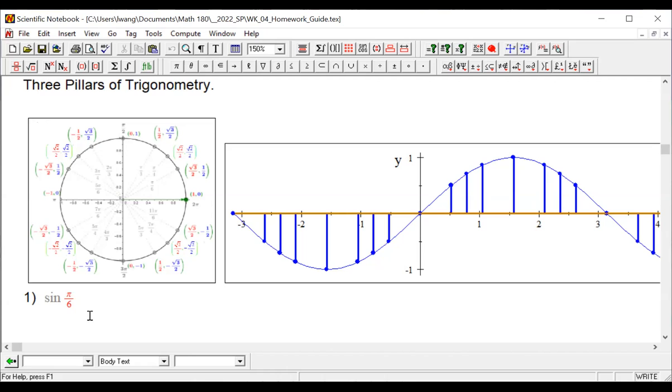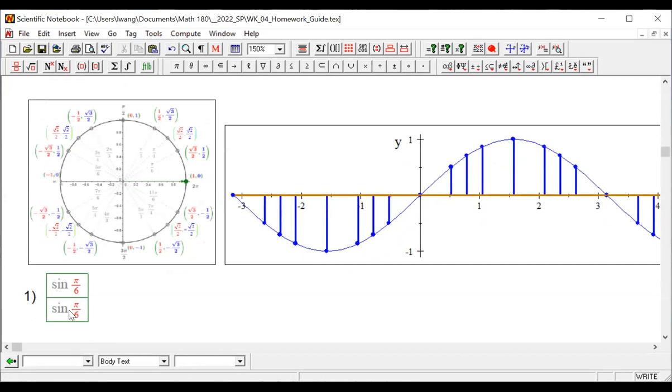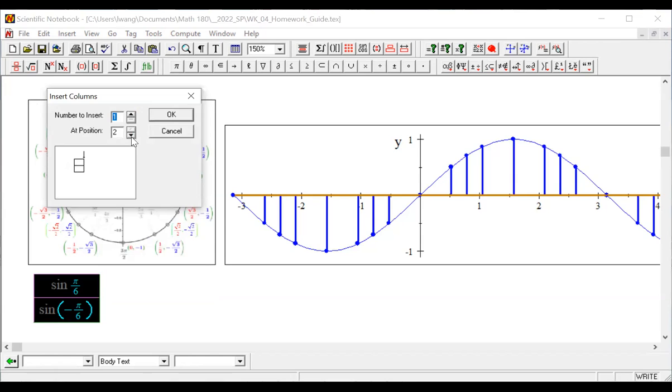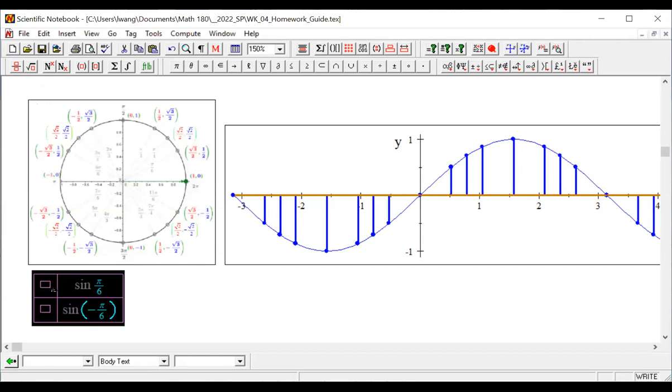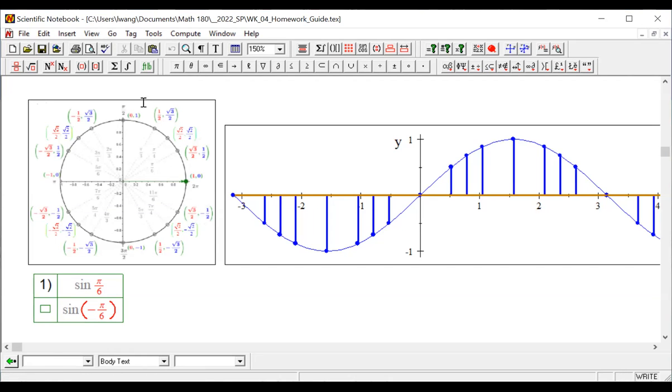Number two, maybe I can just make a table like that. So sine pi over 6, this is a pair, and this is the other pair, sine of negative pi over 6. So I have another pair. That's 1 and 2, so I'm going to mark it as 1 and 2. This is 1, and this is 2.